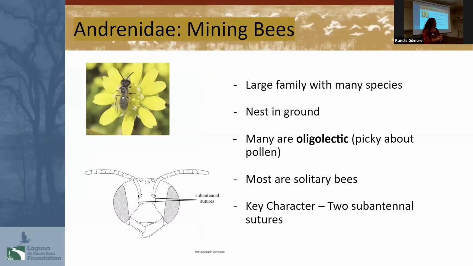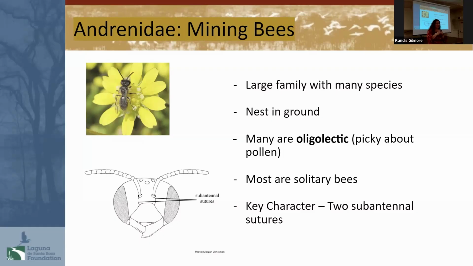And so they found that the insects visiting the vernal pool flowers are in the family Andrenidae, also known as mining bees. Mining bees are a large family with a lot of species, and they're called mining bees because they nest in the ground. The females will excavate little tunnels and create nests.